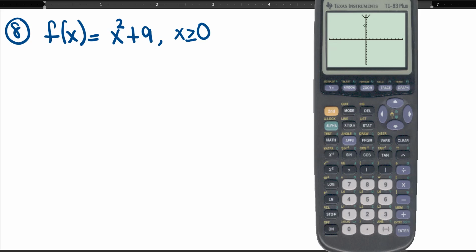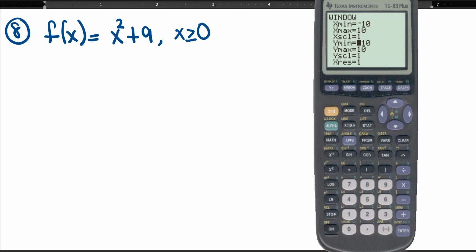So that's really kind of hard to see. We're going to have to change our window settings so we can see this graph. I'm looking at my y-axis, and you can see it's further up on the y-axis. So let's get a good view of that.